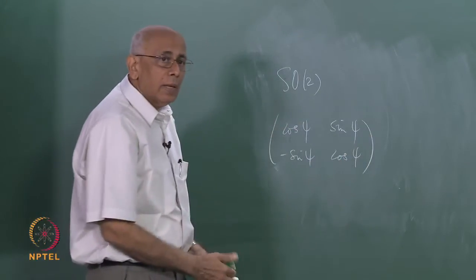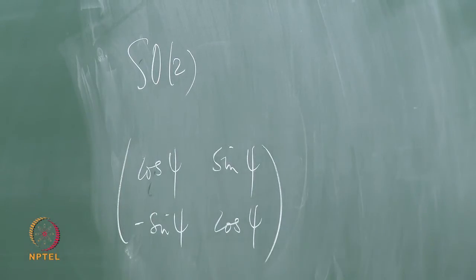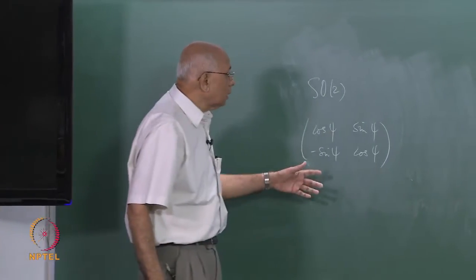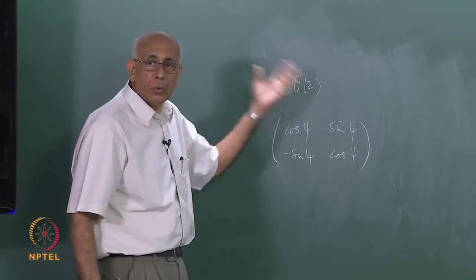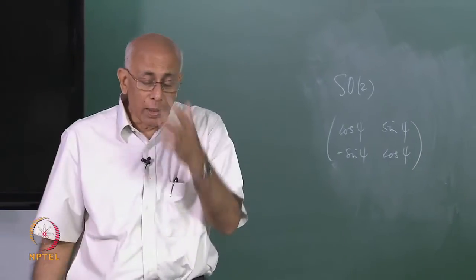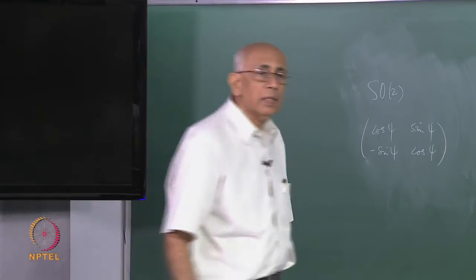Determinant is 1 and psi is any real angle between 0 and 2 pi. Okay. So the set of these matrices, they are all orthogonal, they are determinant 1, they form a group, the SO2 group. Now what is the parameter space of this SO2? Clearly specified by one angle which runs from 0 to 2 pi, okay, and that is just S1.